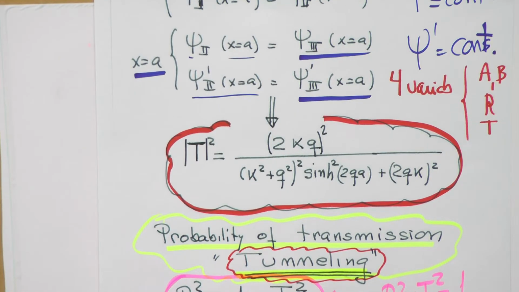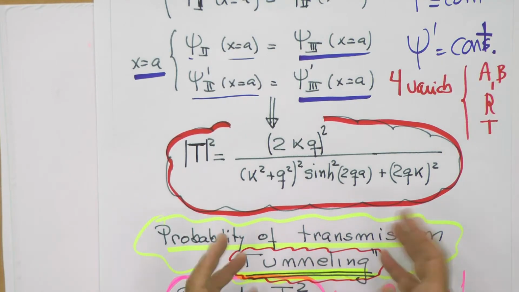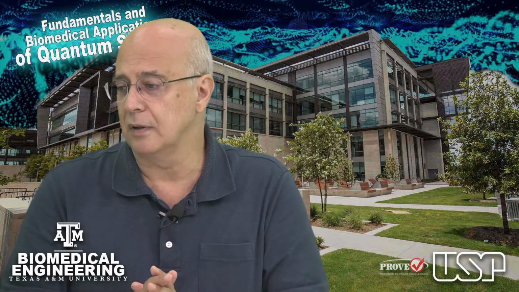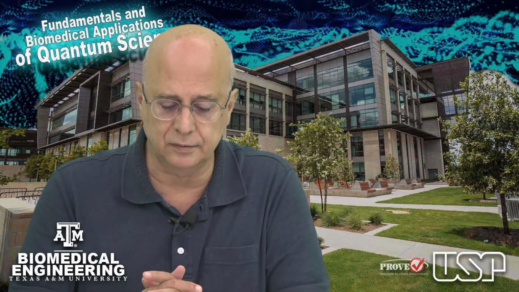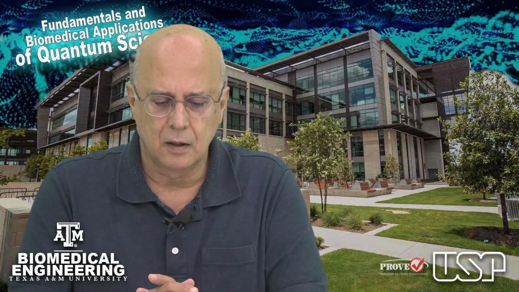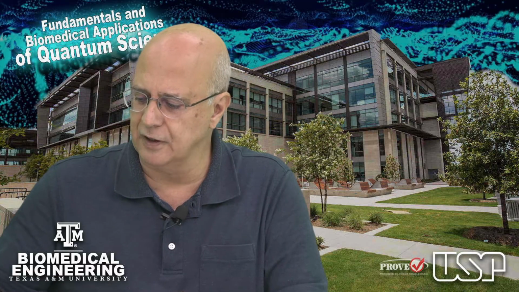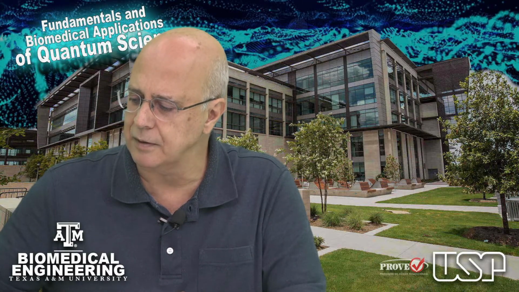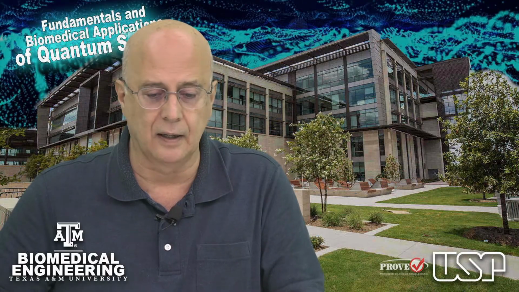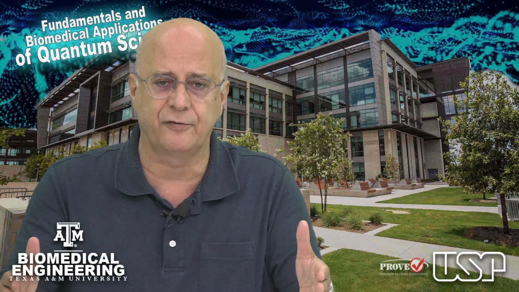And of course, we can make approximations. We can say, well, Q is not as big, K is not as big, and we can make approximations of this and come up with expressions, right? As we're going to do next. But the concept of tunneling is one of the key points of quantum phenomena in biosystems, and that we have to deal with, and we have to learn well. And as you can see, it is fully predicted by the wave function.